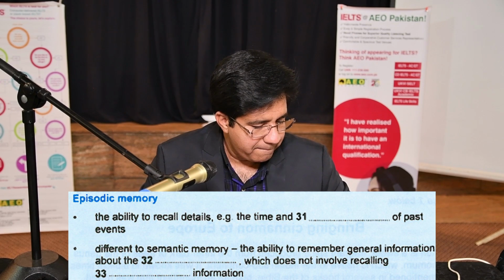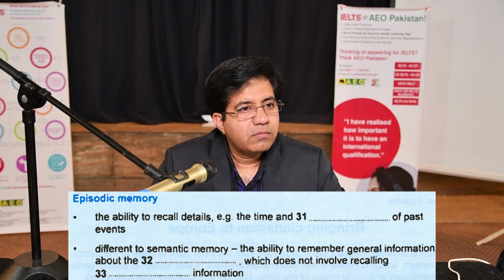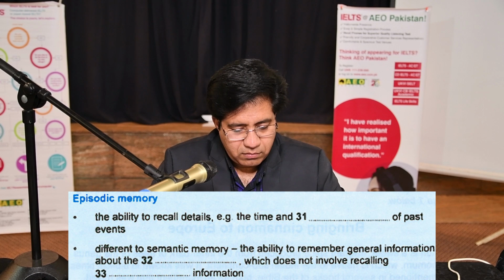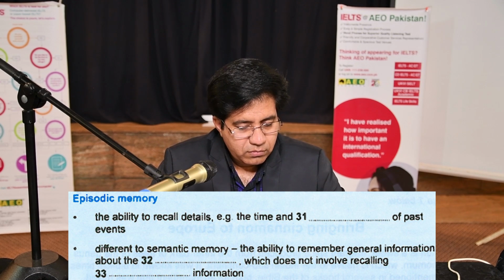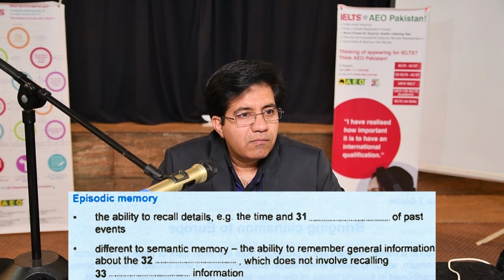Let's see. To build upon a previous example, remembering where you parked your car is an example of episodic memory. But your understanding of what a car is and how an engine works are examples of semantic memory. Unlike episodic memory, semantic memory isn't dependent on recalling personal experiences.